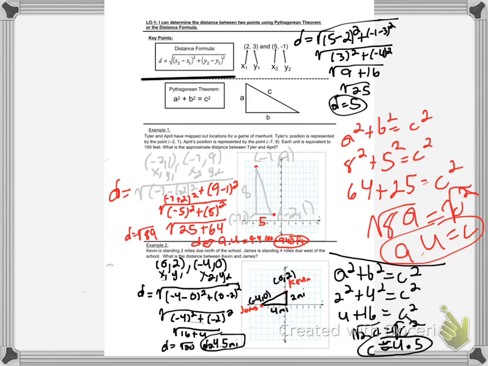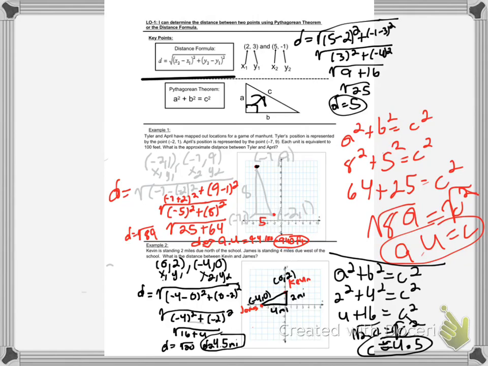Alright, so we'll look at some examples here. A squared plus b squared equals c squared. My hypotenuse is always c. Tyler and April have mapped out a location for a game of manhunt. Tyler's position is represented by the point -2, 1. April's position is represented by the point -7, 9. Each unit is equivalent to 100 feet. What is the approximate distance between Tyler and April?